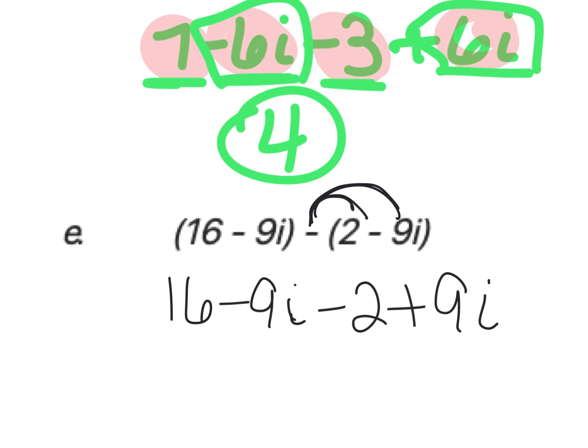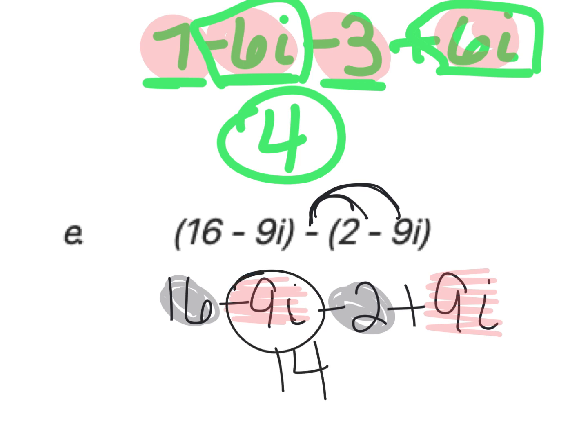So then our like terms, we've got 16 and negative 2 are like terms. And then we also have negative 9i and positive 9i. And what that means is we have 16 minus 2 is 14. And then our i's are going to cancel, so we are just left with 14.